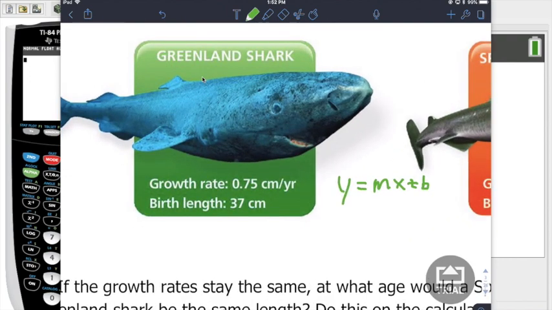If you think about your growth rate here, you start at 37, and then each year they're adding on 0.75. And since it's each year, typically in Algebra 1, we told you guys to put an x with that. So it's 0.75 times each year. And just to get it in the format of y equals mx plus b, we'll swap the order around. So we'll do 0.75x plus 37 right there.